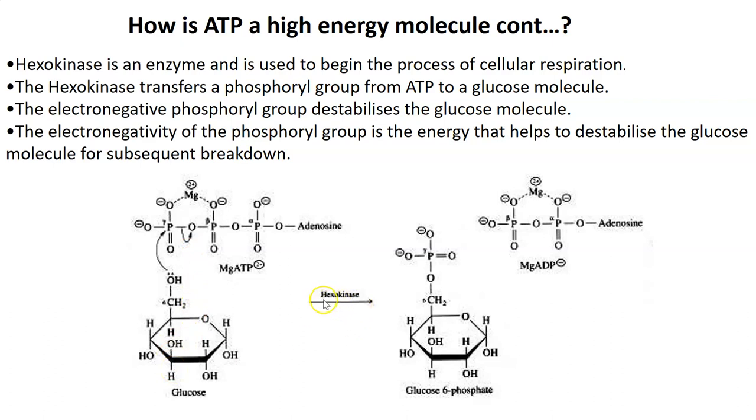Or we refer to it as a hexose, so any six carbon sugar. So this is a six carbon sugar: one, two, three, four, five, six. So it could be a fructose as well. It doesn't have to be a glucose.